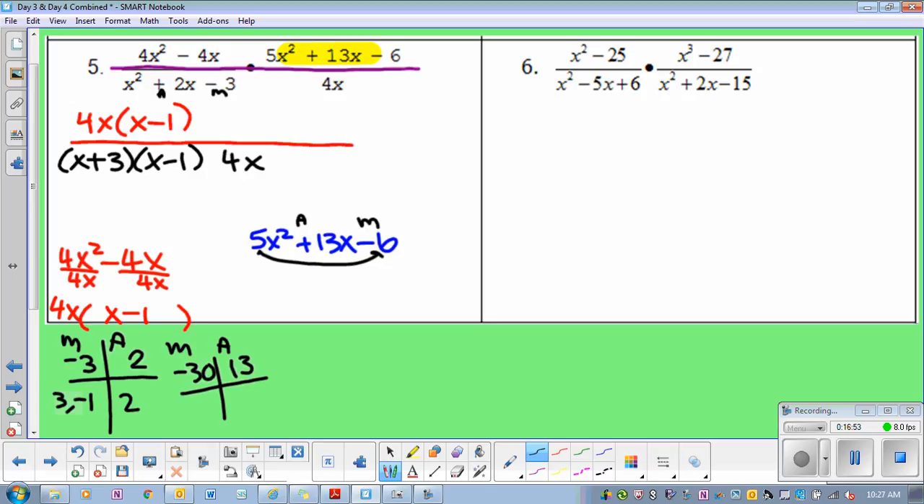Positive 13? Focus on. That's 15 and -2. So remember, whenever you do the swing way, you have to bring down the first, bring down the last, and then rewrite the middle using your two numbers. So we could say plus 15x minus 2x. All right, Tom, you writing this down?